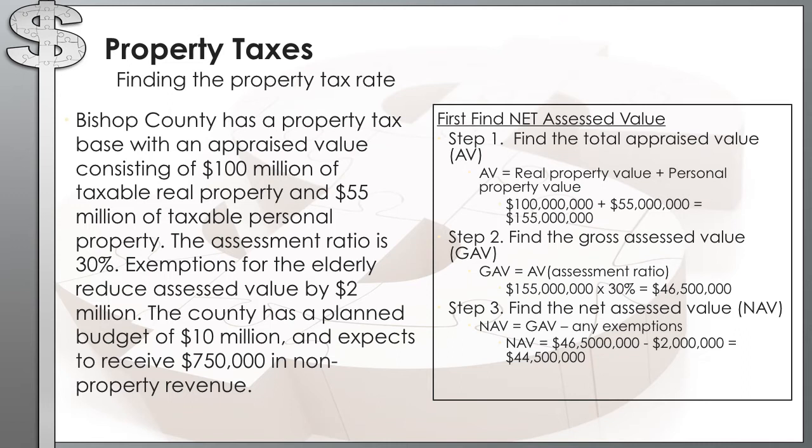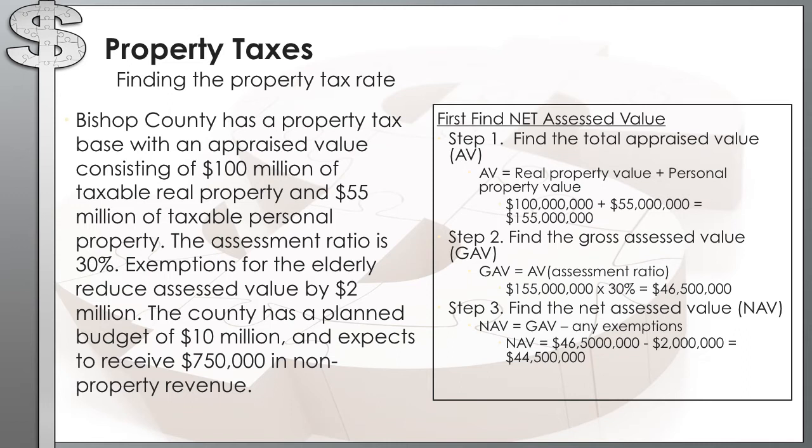Now in most cases it's just going to be real property, but if you have a trailer on that property, sometimes they will include that trailer as personal property and include that also. So in this instance, the county's appraised property value is real property value plus personal property value. So here we have the $100 million plus the $55 million, which gives us a total appraised property value of $155 million.